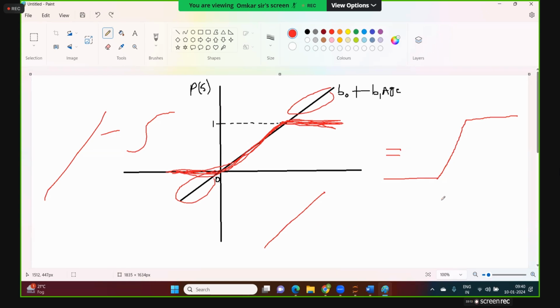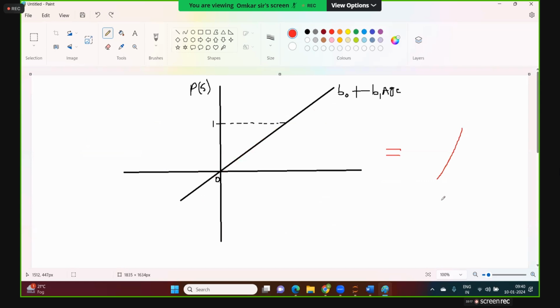Now we'll write that. You want to get that equation, the same equation like this.